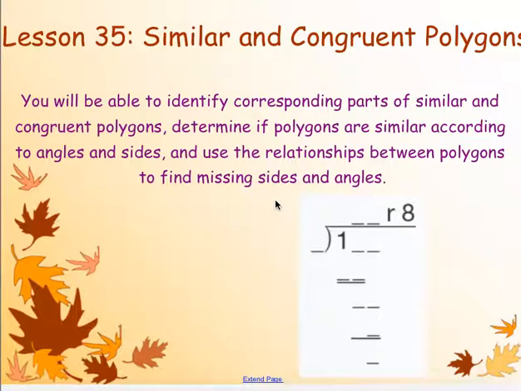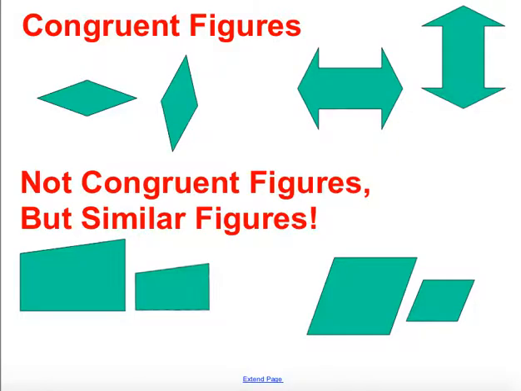Course 3, Lesson 35, we are looking at similar and congruent polygons. So being able to look at the corresponding parts, find missing sides, determine if things are similar, all of those great things. Congruent figures have three things that we need. They need to have the same size, the same shape, and we need the same angles.